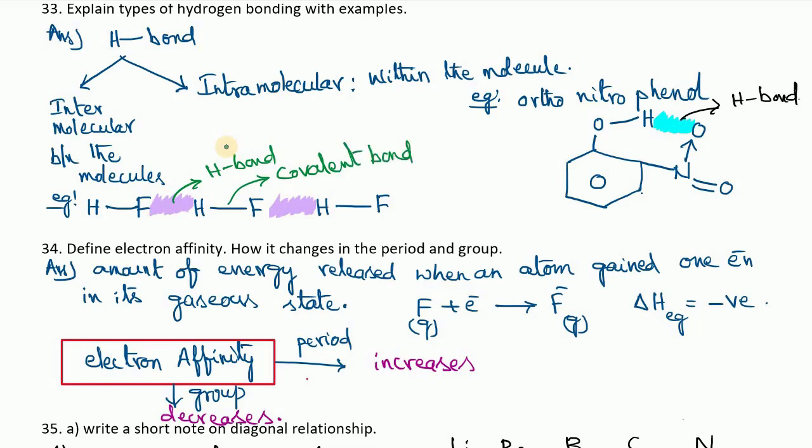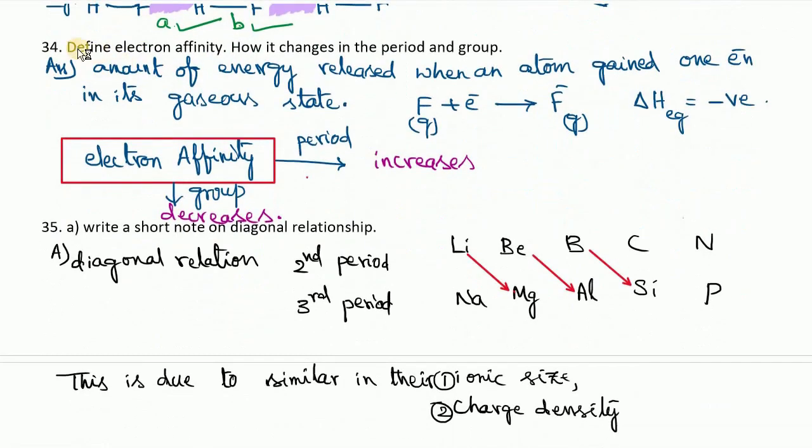Previous KSET and JEE question. They have given this is A and this is B. So what is A? A is hydrogen bond. What is B? B is covalent bond. Simple question. Okay. Let us see the 34th question.